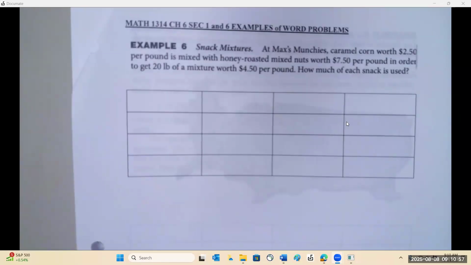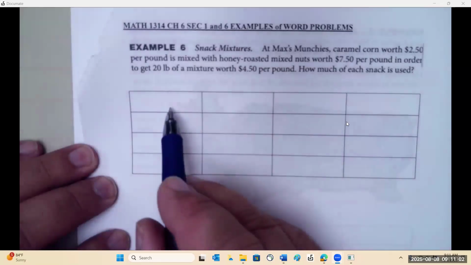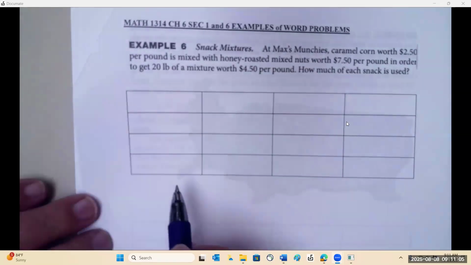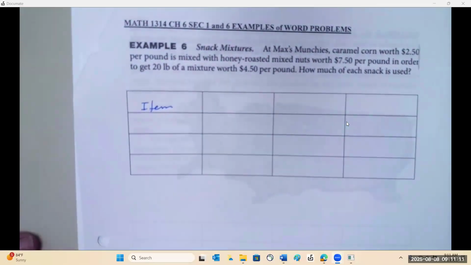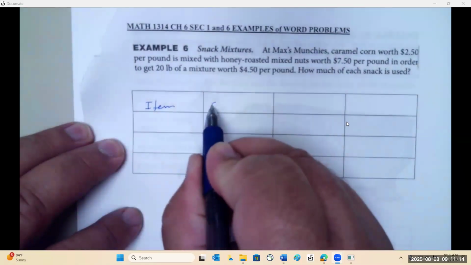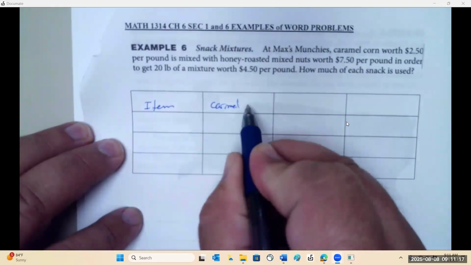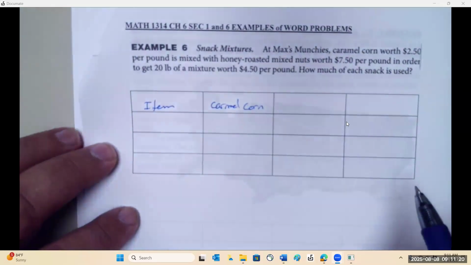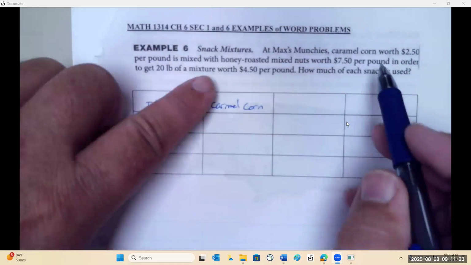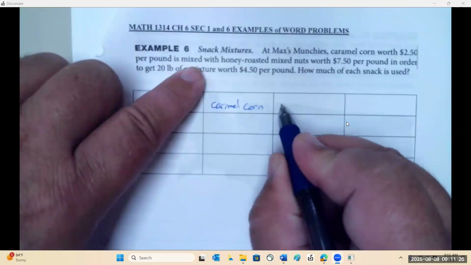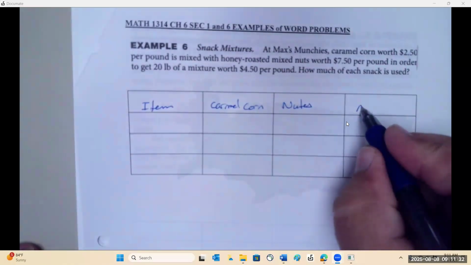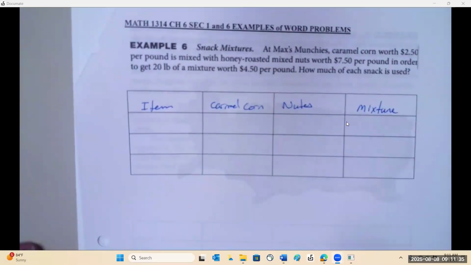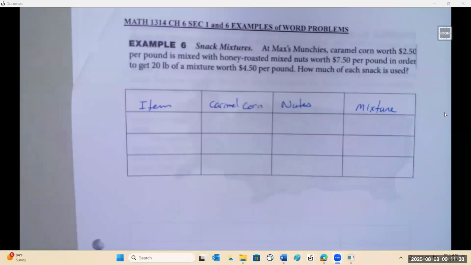How do we start this? We start off by putting down what we're looking at. Well, what do we have? What are the titles of these columns? This is the item. So what are the items? We have caramel corn, that's that one. And then we have mixed nuts. And this is what the mixture is going to be. How much of each should we mix together?